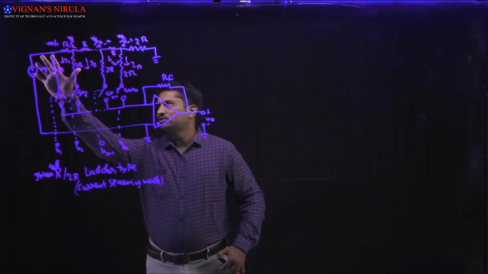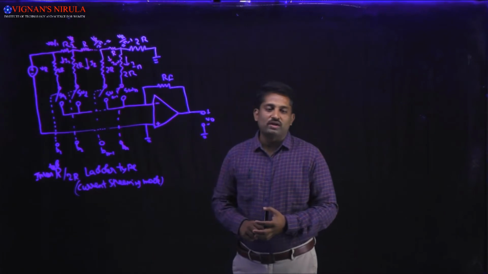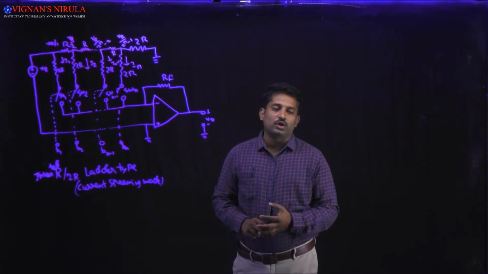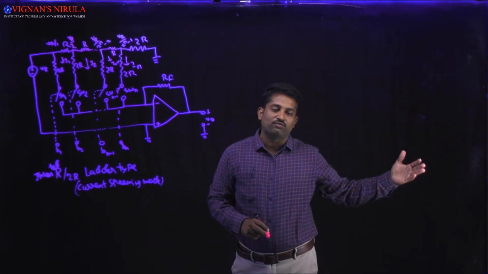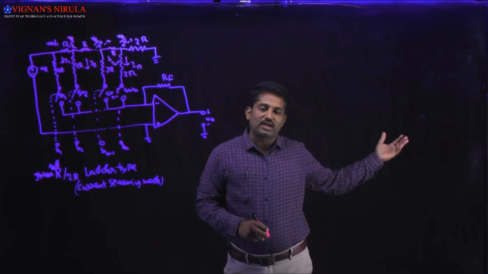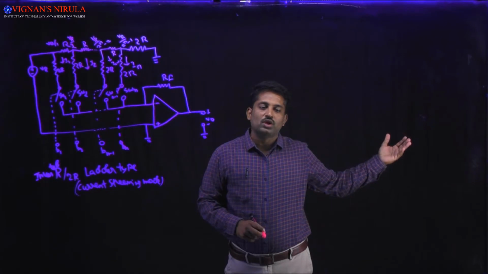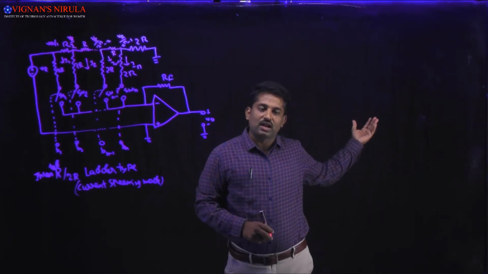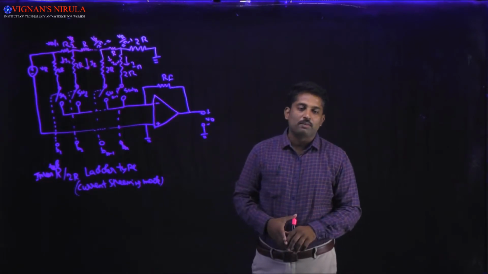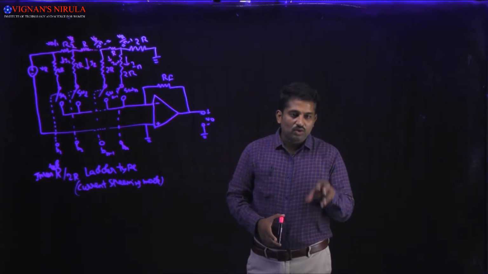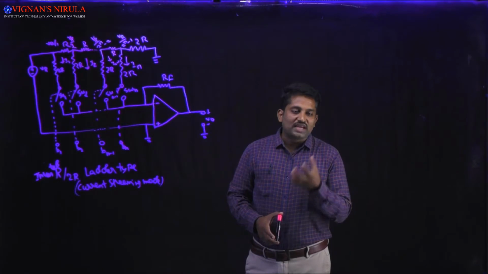At the first node we have VR by 1, which is VR by 2 to the power of 0, and at the second node VR by 2 to the power of 1. At the third node we have VR by 2 to the power of 2. Like that, at the last node we get VR divided by 2 to the power of n minus 1. So here we are considering the voltage scaling.